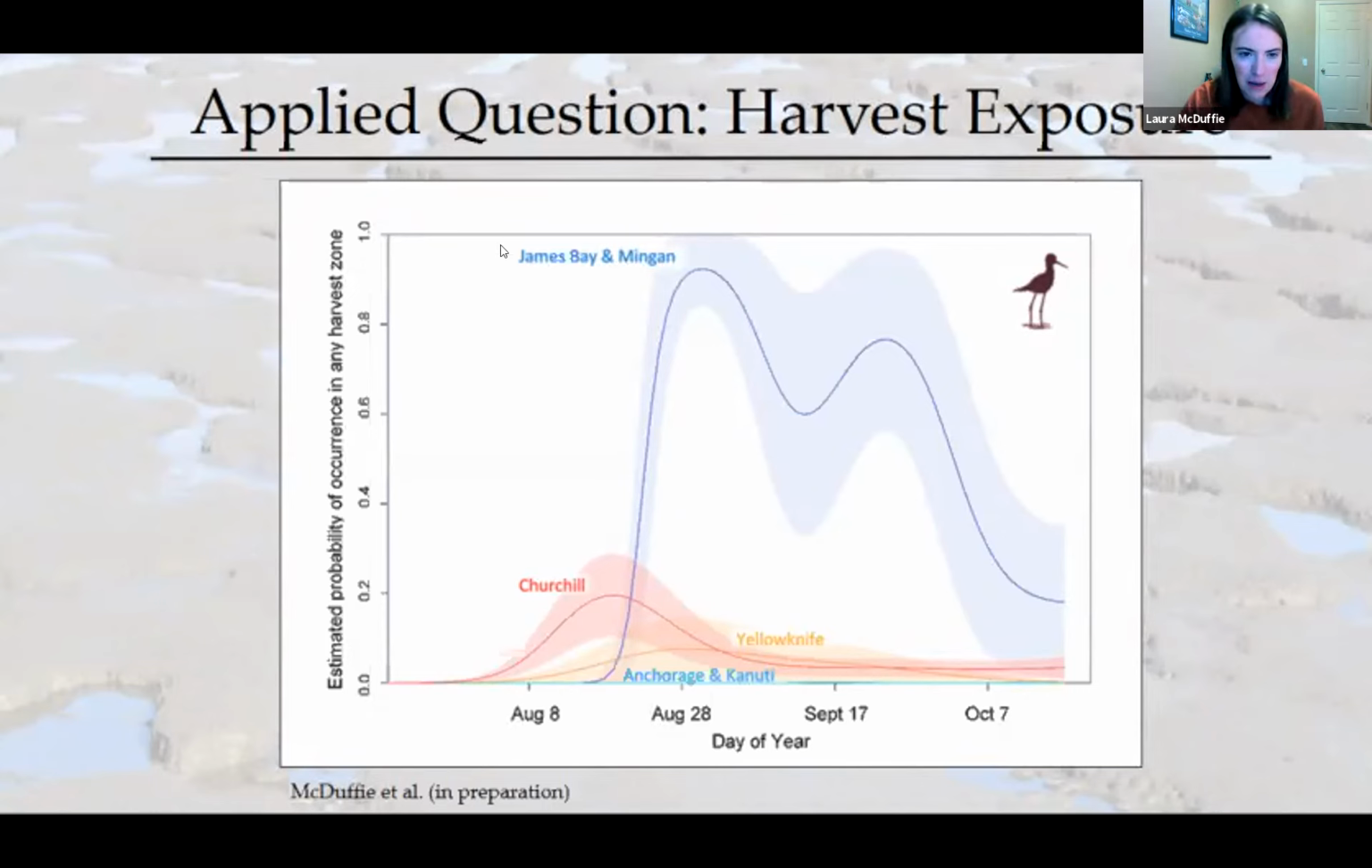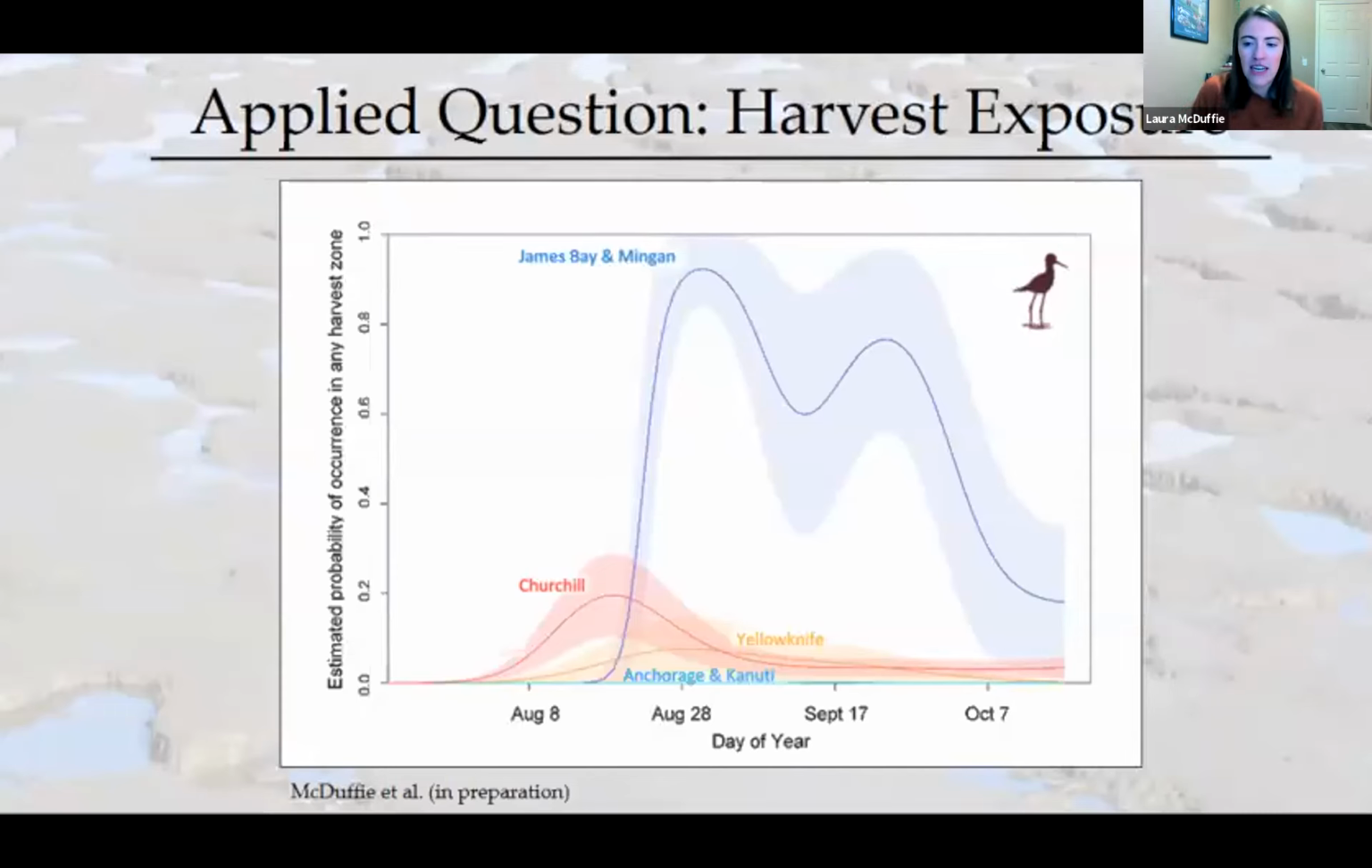So we're seeing that this James Bay and Mingan population really has a higher probability of occurrence than, say, Anchorage and Canudi, which is down here at basically 0. We're also seeing a temporal difference in this peak occurrence of exposure. As you can see here, Churchill's peak really occurs before the James Bay and Mingan populations potentially even arrive in those exposure zones. This is likely a function of departure from breeding sites, as well as the timing of how birds actually move through the exposure zones and further down into South America.